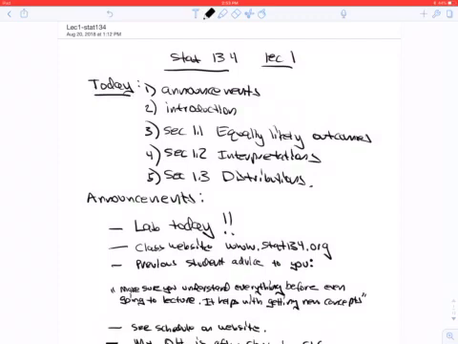Today in class, I gave an announcement, I gave a brief introduction, and then we talked about equally likely outcomes, interpretations, and started section 1.3 on distributions.